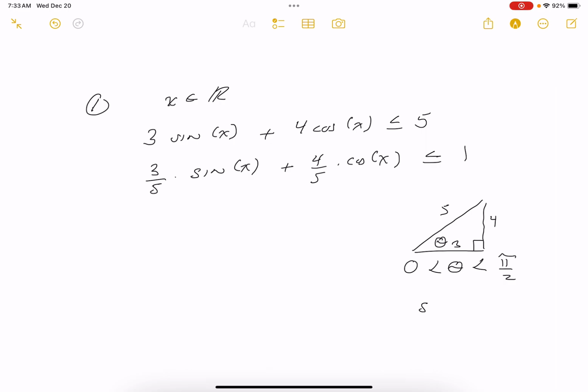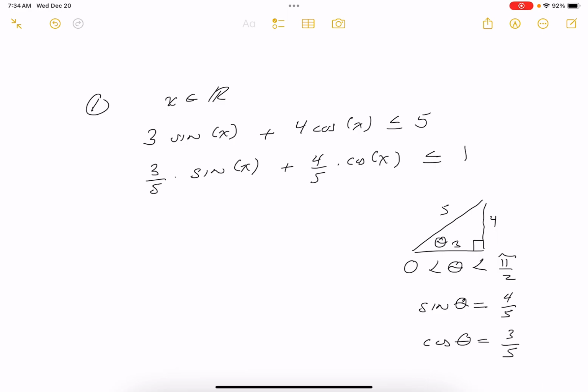So I could write down the sine of theta. Again, I'm looking for the ratios 3 over 5, 4 over 5. That's going to be 4 over 5. And I could write down the cosine of theta would be 3 over 5. All right? So let's write this down.